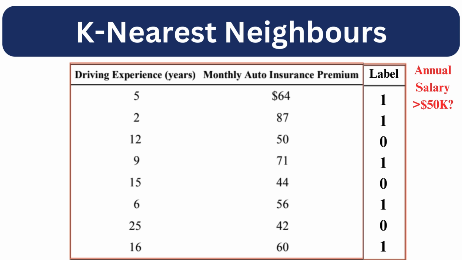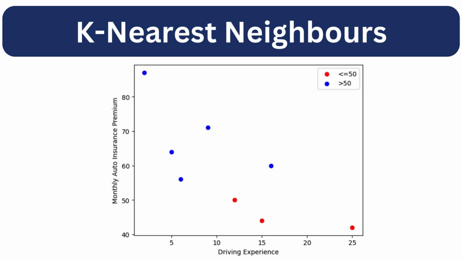Let's understand this with an example. So we have a dataset that contains two features, driving experience and monthly auto insurance premium. And we have a class label that is either 0 or 1. Here is the scatter plot of example data. Each point represents a data instance with colors indicating their respective classes. Now let's introduce a new point called query point, that is 10, 55. This is the point we want to classify.